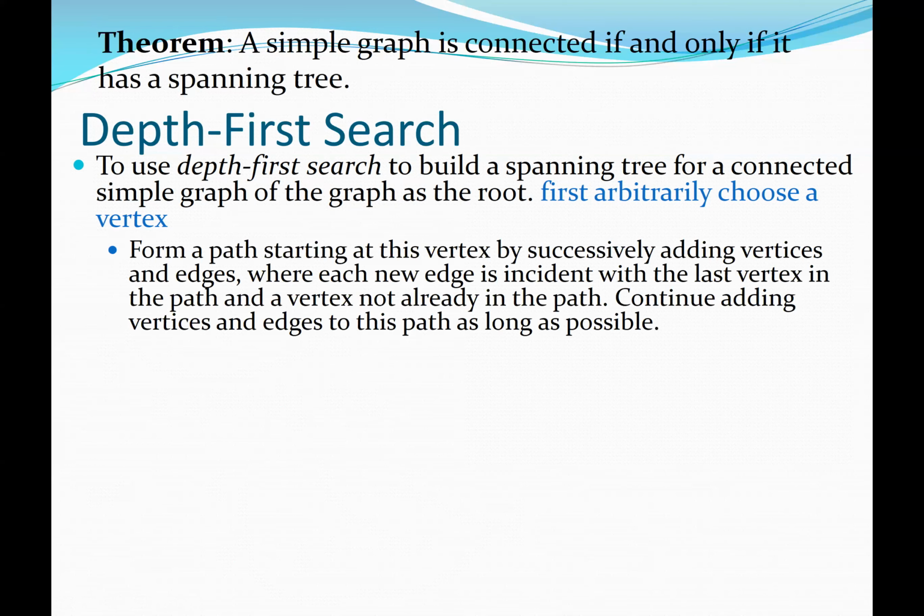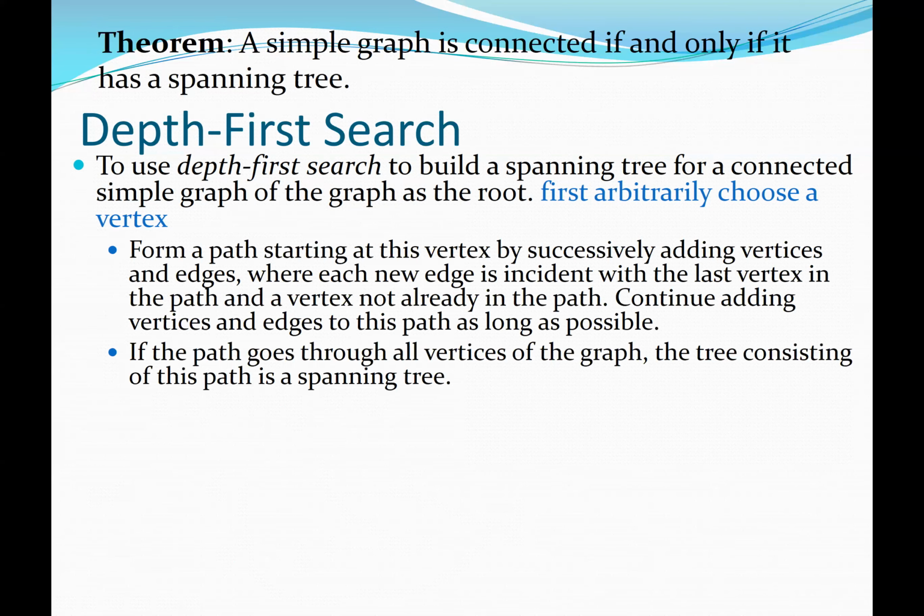We keep adding vertices and edges, where each new edge is incident with the last vertex in the path and a vertex not already in the path. We keep adding vertices as long as possible. That's what we call depth first search, right? You go for the longest. Once you have gone as long as possible, you can always backtrack to see which vertex has not been added yet, and then add the vertex that we just missed, okay? Once all the vertices are connected, we have a spanning tree. That's what we call depth first search.